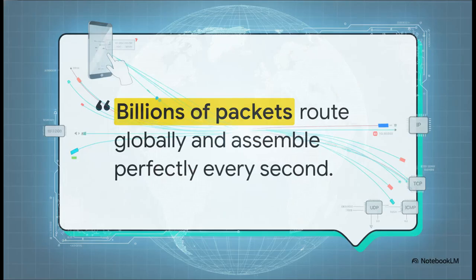So the crucial point is this. Billions of fragmented packets route around the globe and assemble perfectly every single second. It is incredibly easy to just take that for granted. We literally tap a piece of glass and expect instantaneous, high-definition video. But beneath that glass is this beautiful symphony of protocols. You've got IP assigning the addresses, TCP carefully ensuring no data is lost, UDP throwing data incredibly fast to keep our games lag-free, and ICMP quietly monitoring the traffic.